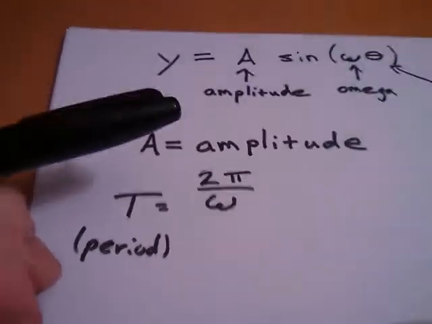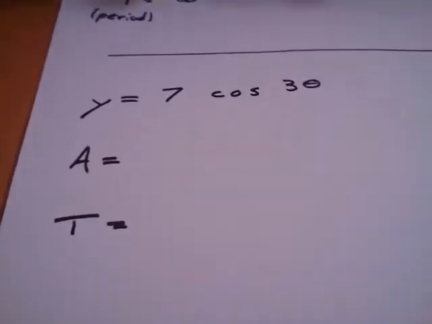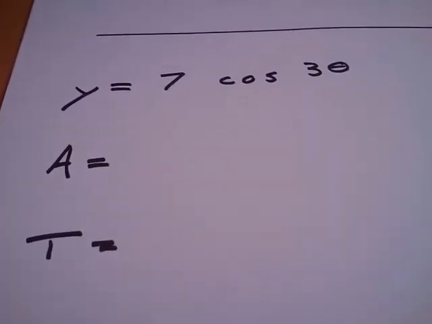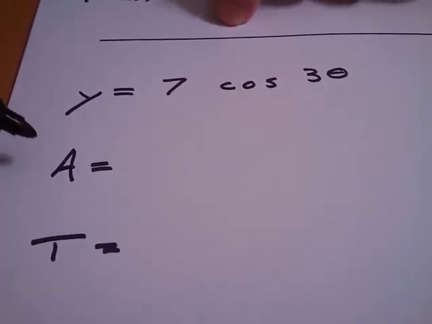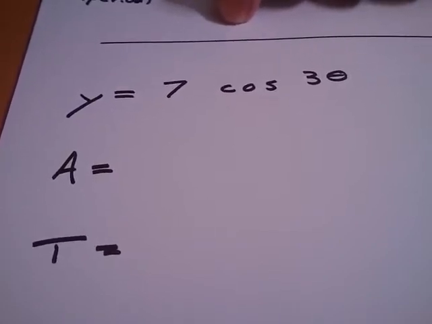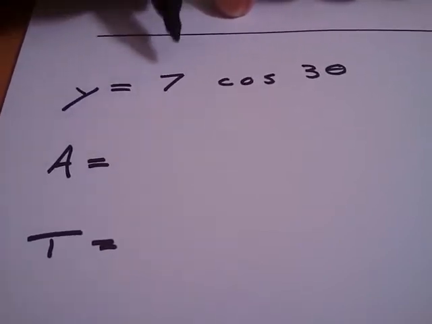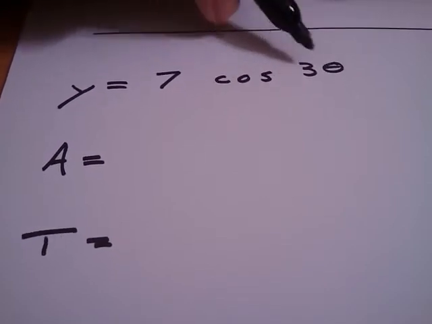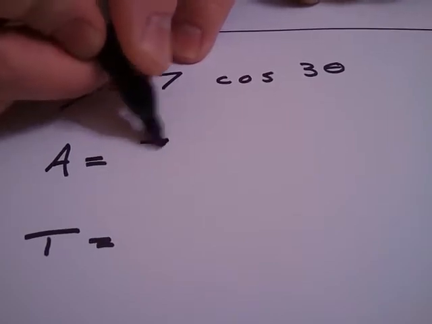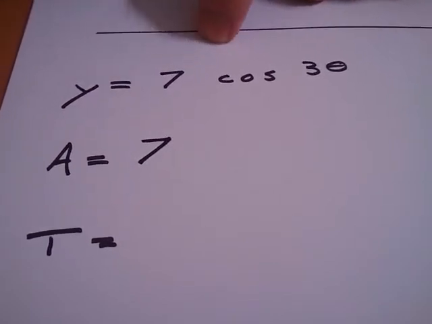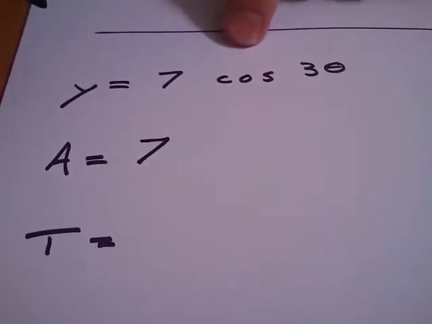Well, let's take a look at how to do this with a sample. So we've got 7 times the cosine of 3 theta. We need to find the amplitude. What is our amplitude here? Amplitude is whatever is times your sine or cosine function out front. That's going to be 7. Amplitude pretty well sticks out.